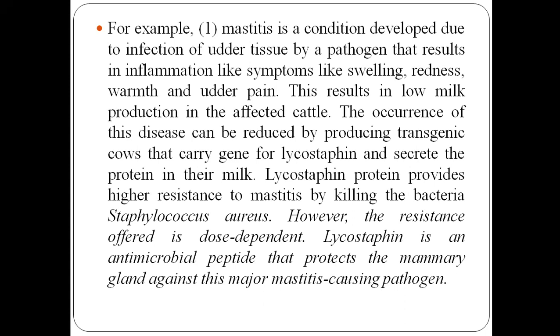The occurrence of this disease can be reduced by producing transgenic cows that carry the gene for lysostaphin and secrete the protein in their milk. What is the role of this lysostaphin? The protein provides higher resistance to mastitis by killing the bacteria. So you insert the gene that is responsible for the protein lysostaphin, and this protein has the ability to kill the bacteria that cause mastitis, Staphylococcus aureus, which is the main one that leads to mastitis.